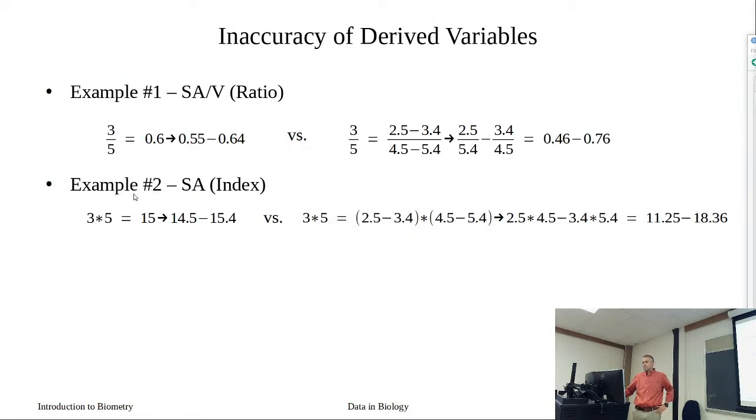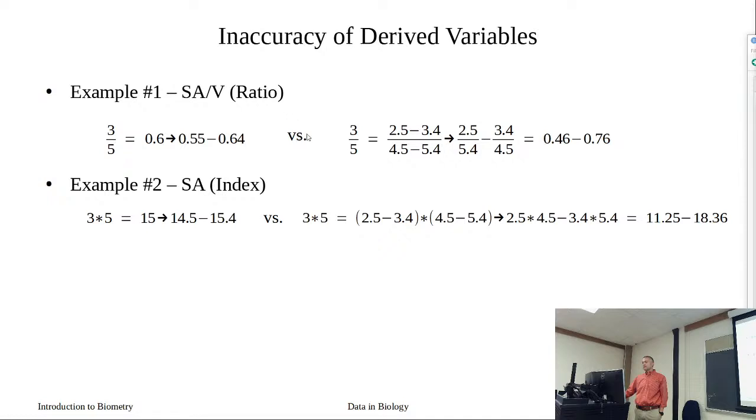So here's an example of surface area to volume ratios. We do a surface area of 3, volume of 5. We do the ratio, and we get 0.6. So that 0.6 implies that the actual ratio could be anywhere between 0.55 and 0.64, right? That's our implied range. That's actually wrong, because our implied range refers to those variables that we measured, which would have been surface area and volume.